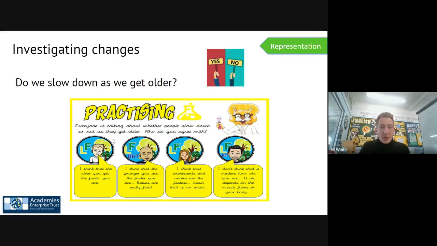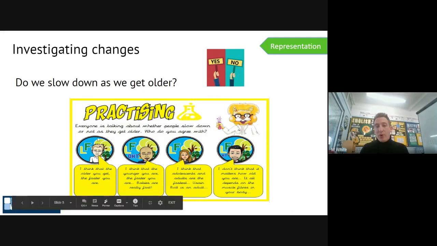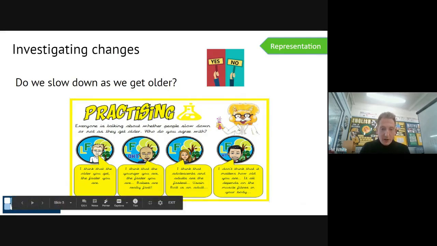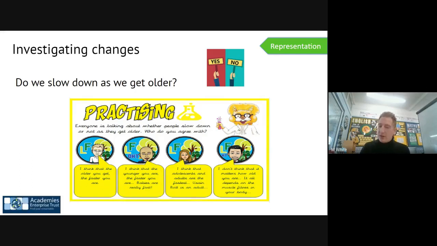Everyone is talking about whether people slow down or not as they get older. Who do you agree with? There's me here, and I say, I think that the older you get, the faster you are. The point I'm making, and it may or may not be true, is that as people get into the older stages of their life cycle, they get faster. Mr. Taylor says, I think that the younger you are, the faster you are. Babies are really fast. Again, he may or may not be right.